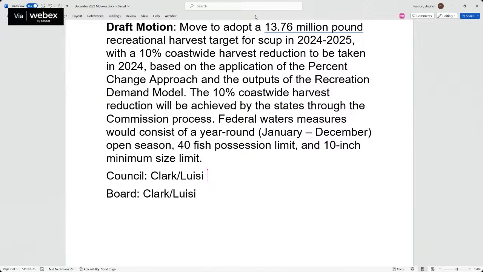Do we need any discussion on the motion from the council? Mike Bentley? Thanks, Mr. Chair. Just want to make sure that it's clear that I'm understanding that the wording of this motion, because it says the federal waters measures, which would be for 2024 and 2025, or January through December year-round season, that implicit in that is a recommendation from the council and the board that we, as soon as we can, remove the closure that's currently on the books for 2024, which we had discussed in August.